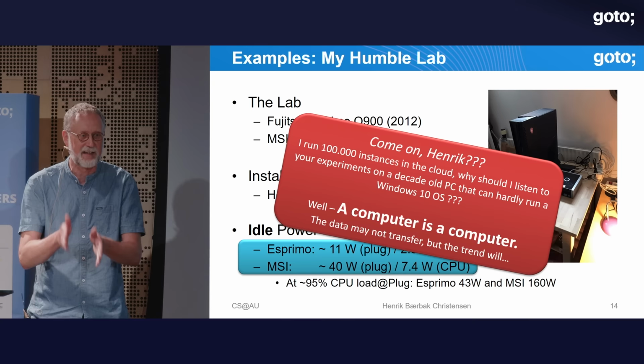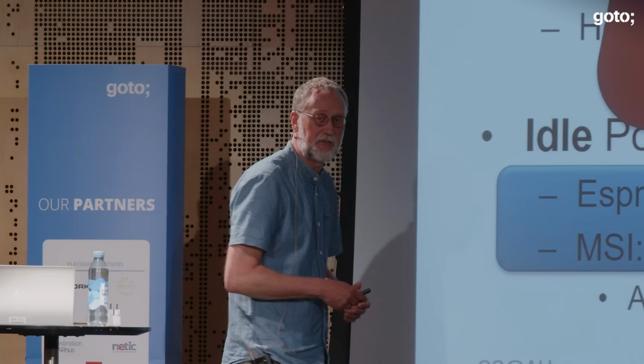So if architecture A is 10% more efficient than architecture B, it might not be 10% more efficient in the cloud, but it's probably 8 or 15 or something. So the trend is what we are aiming at here. What I measure on this one will scale to the big systems. And if you find I'm wrong, please send me an email.